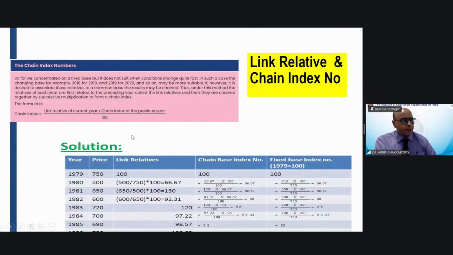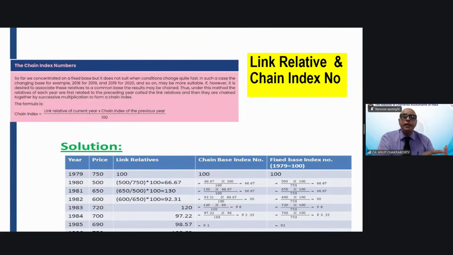So 1979, say we are taking this as the base year, and the price of a commodity in 1979, say let us assume the commodity price was 750. So link relative, we are taking 79 as the base year. We have shown it as 100. Now 1980 में please note the price, absolute price, उस commodity का जो absolute price है वो है 500 रुपए. Link relative क्या होगा? 1980's price divided by 1979 price multiplied by 100.